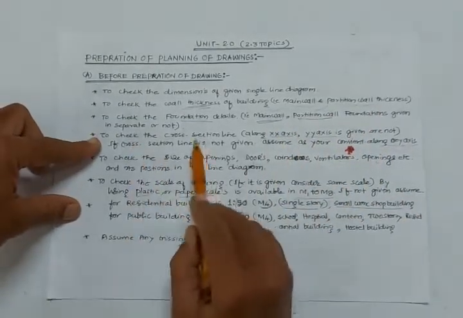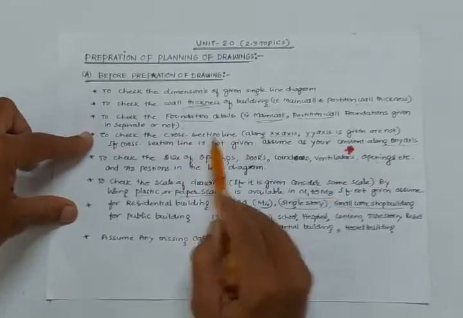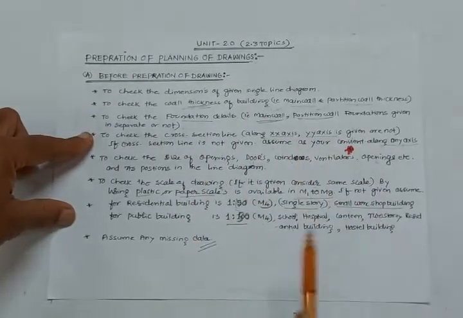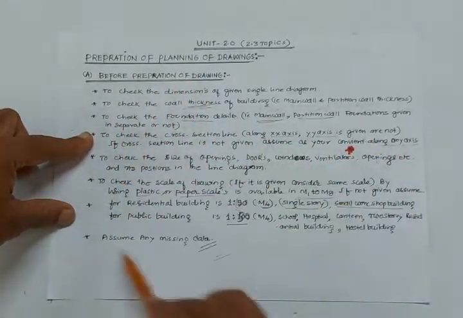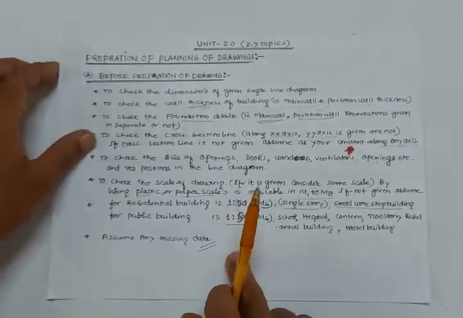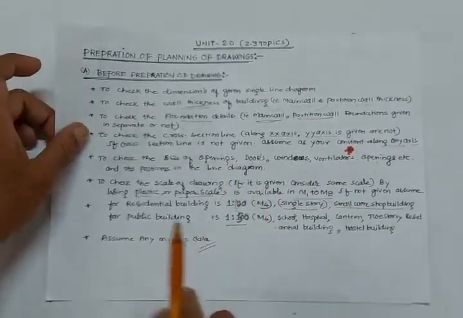Next one is the cross section, which is also important when you take the cross section along the x axis and y axis. These are the points to check on the given line diagrams before preparation of the drawings.